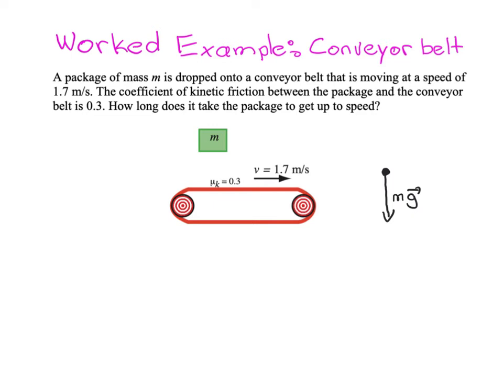And then there's a contact force that acts on the mass from the conveyor belt, and we'll call that contact force F sub belt on the mass. And we don't yet know what direction this contact force points in, but it's certainly going to have both a horizontal component and a vertical component. The vertical component is going to be associated with counteracting the gravitational force and keeping the mass at a constant elevation. And then the horizontal component of this contact force is going to be responsible for accelerating the mass and getting it up to speed.